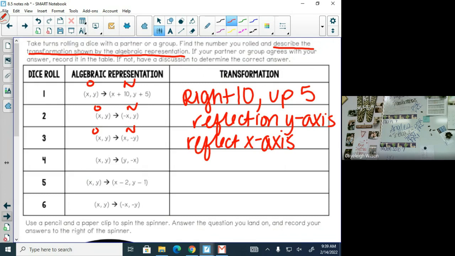So you all take a peek at number 4. See if you can figure out what that is. I'll give you a hint. The X and the Y switched. So that's got to be a what? A rotation. So you just got to figure out which rotation it would be. And like Kate asked before, you only have to write one of them. You don't have to write both.